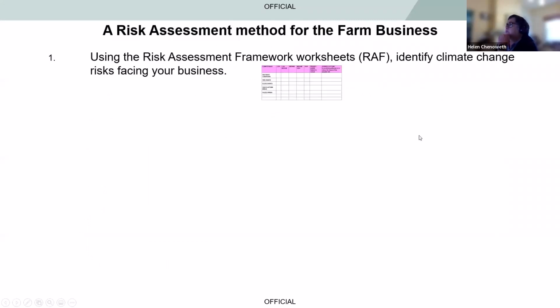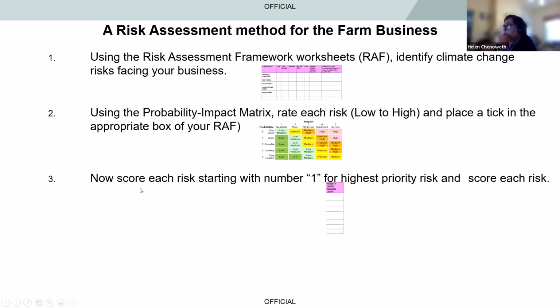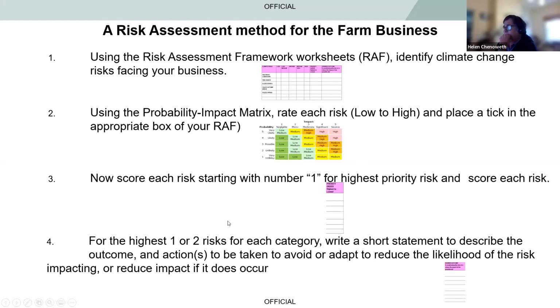So this is the summary of what we've been talking about, using that risk assessment framework to identify climate change risks facing the business. Using that probability matrix, we try and rank that risk from low to high. Then what we try and do is basically put a tick, or put information about that level of risk in our big sheet or our framework. And then we rank that in order of what we're going to work on. And then we prioritise the first highest one or two risks for each category, and then try and start thinking a bit about how we're going to actually reduce that impact or reduce the likelihood of it happening to our business.